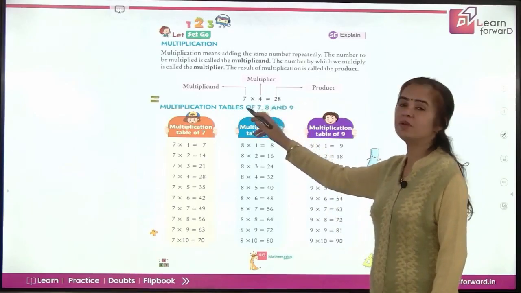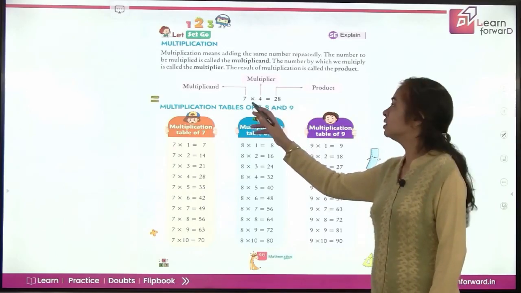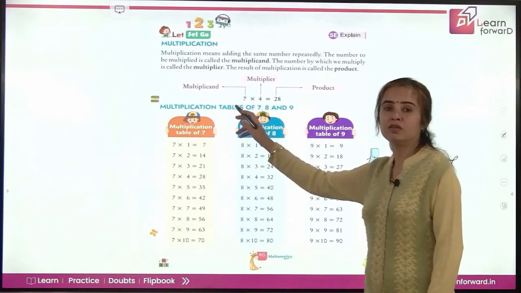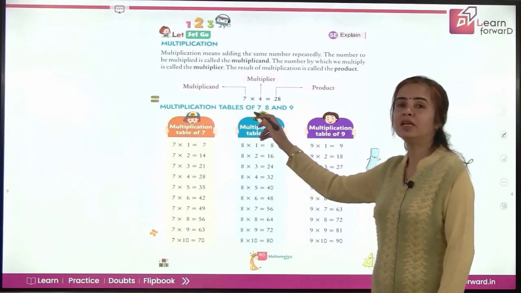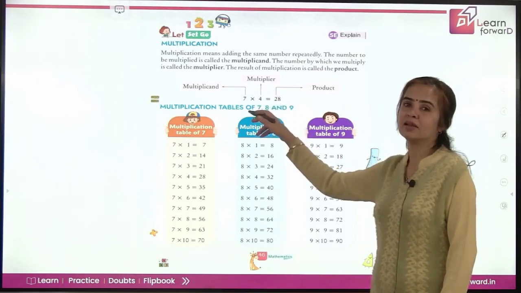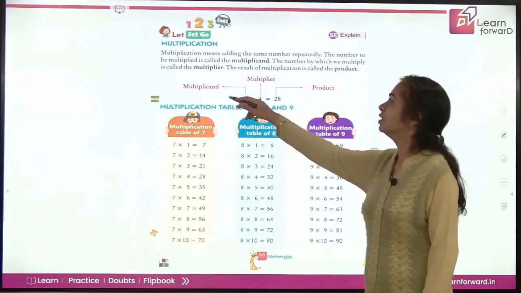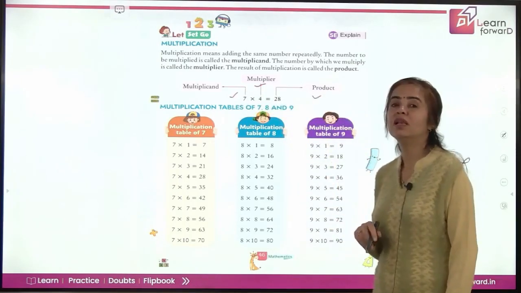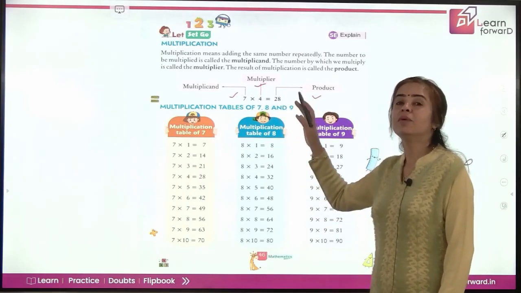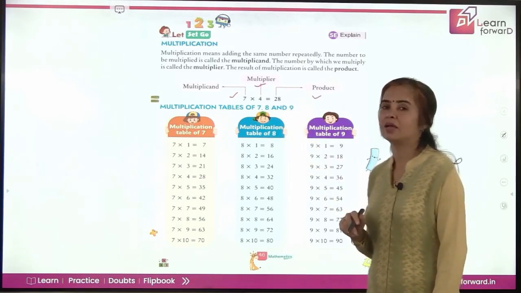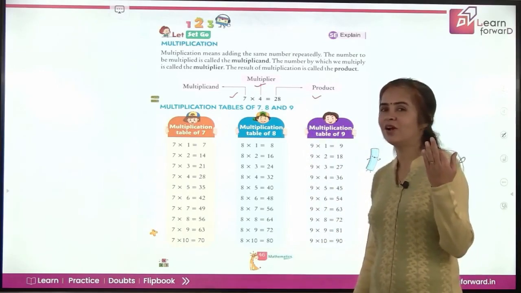If you have this multiplication fact, 7 times 4 is 28. So, what is this called? The number which you multiply is called the multiplicand. The number by which you multiply is called the multiplier. And what is the answer called? This is the product, children. So these are the 3 new terms you will have to learn now. The number which is multiplied is the multiplicand. The number by which you multiply is the multiplier. And the answer that you get is the product. So just 3 new words in your dictionary.